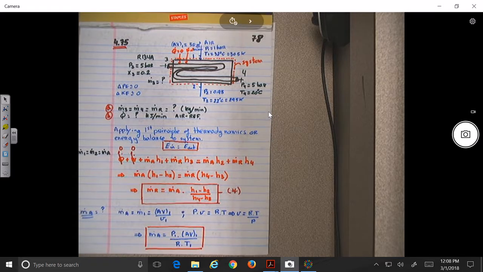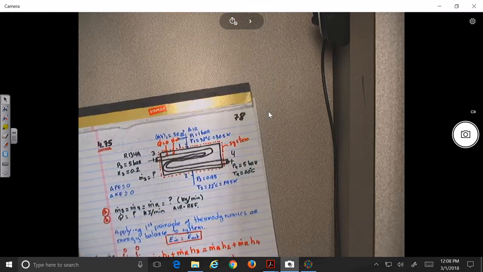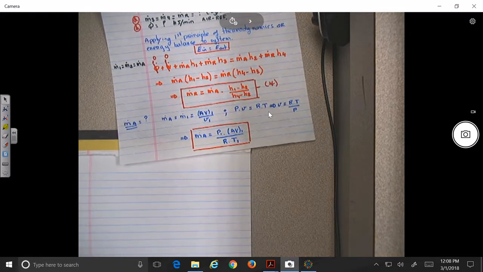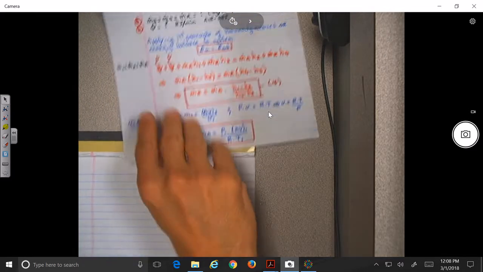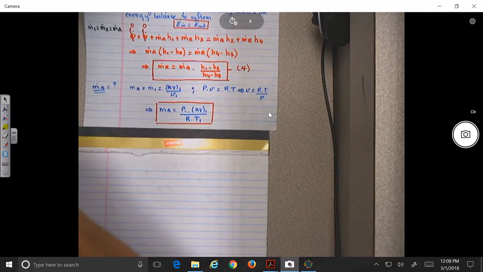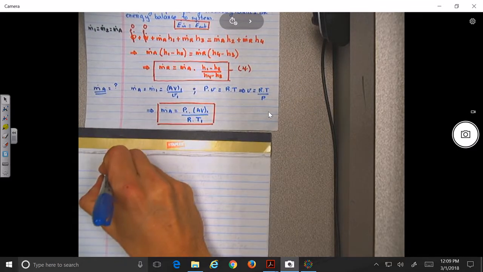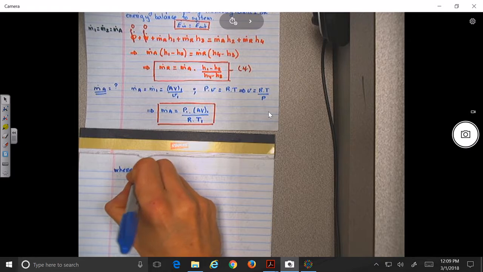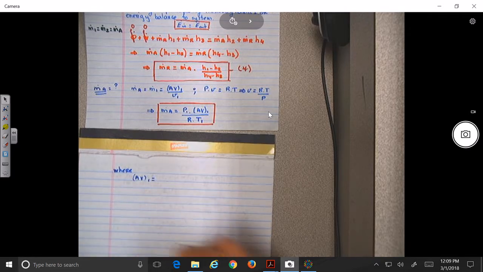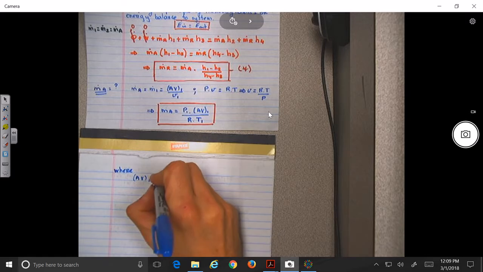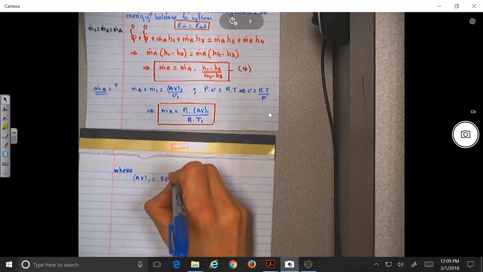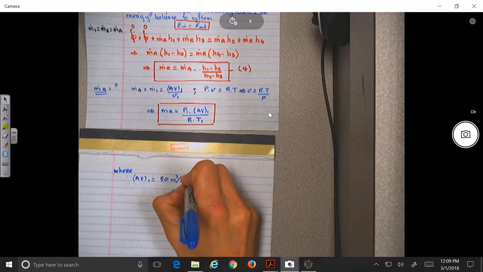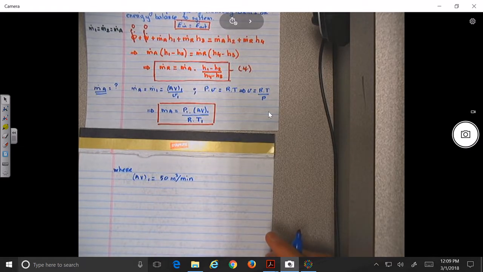All right, so let's look at the units. So in that equation, where, let's see, AV1 is given to us is equal to what? 50 cubic meters per minute. What else is given to us?